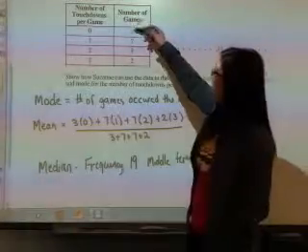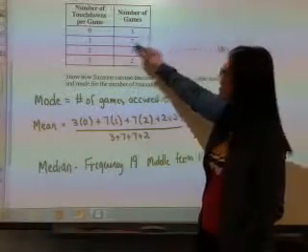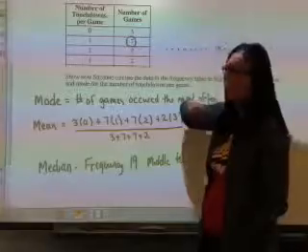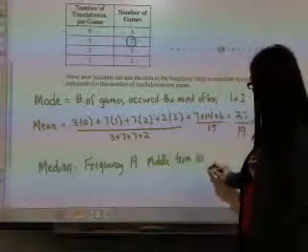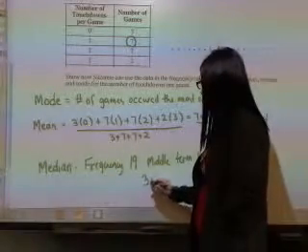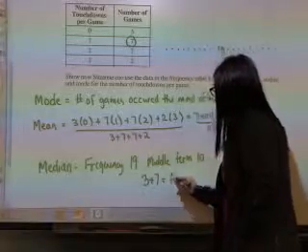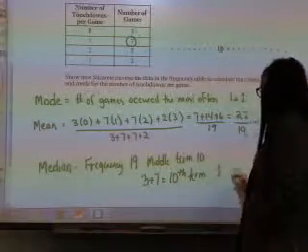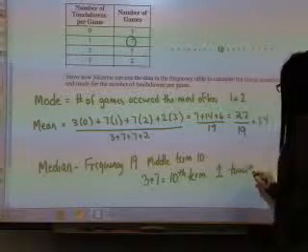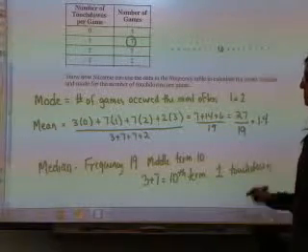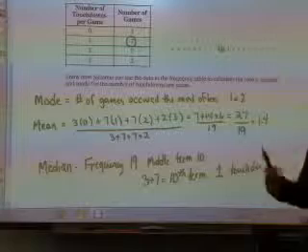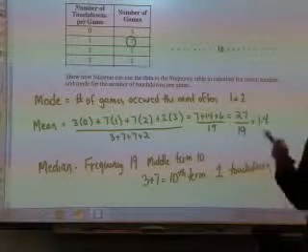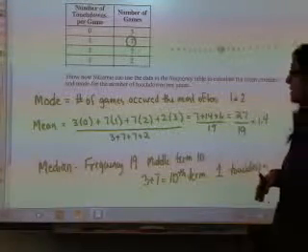So now if I start adding these, where do I find the 10th term? Right here. So 3 plus 7 would give me the 10th term, which would give me 1 touchdown. So that's how I could use a frequency table to find these 3 measures of central tendency.